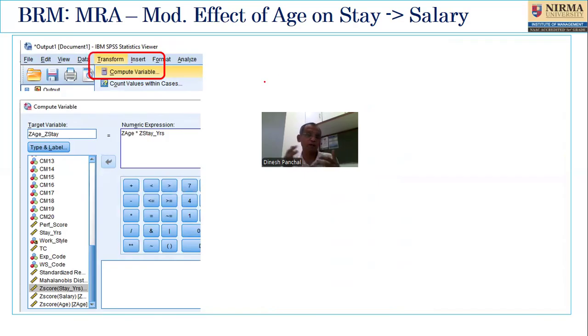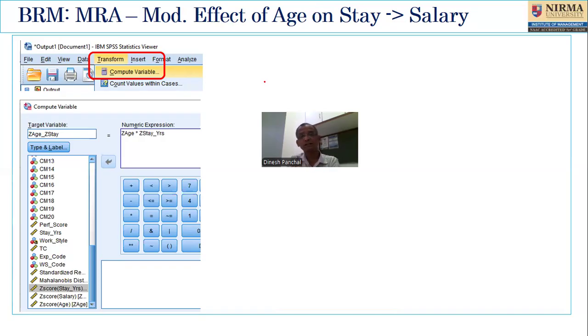Otherwise, if they are of different scale, then whichever variable has higher values will dominate. So to remove this, we bring both the variables on the same platform, same average value and same standard deviation, and that's how we standardize them. So now we multiply that.